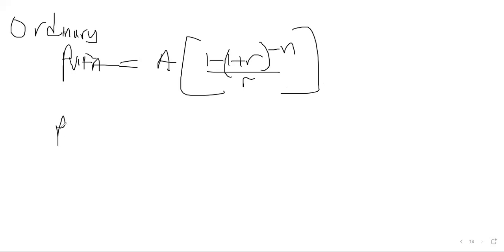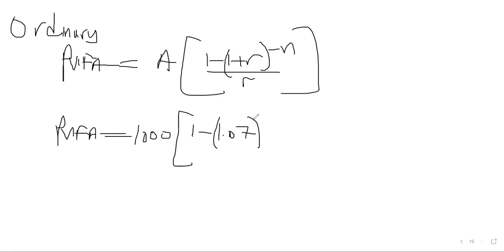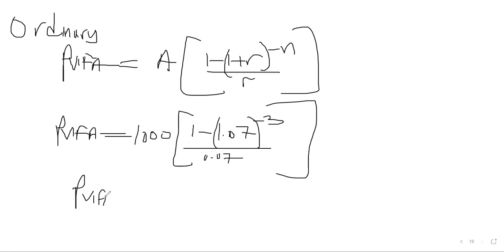So our present value interest factor annuity is going to be the amount, 1,000, then 1 minus 1.07 to the power negative 3, then over our r, which is 0.07. So the present value interest factor annuity is going to give us 1 minus 1.07 to the power negative 3 divided by 0.07 multiplied by 1,000. So it's giving us 2,624.316.